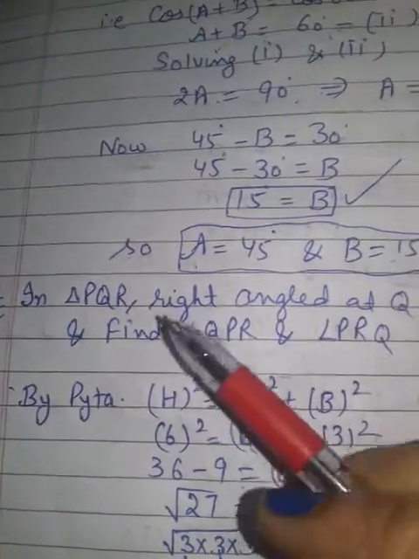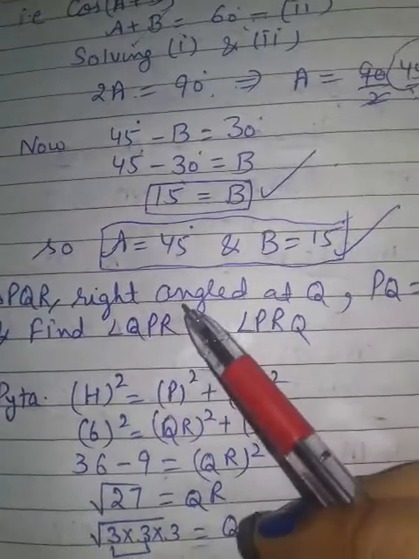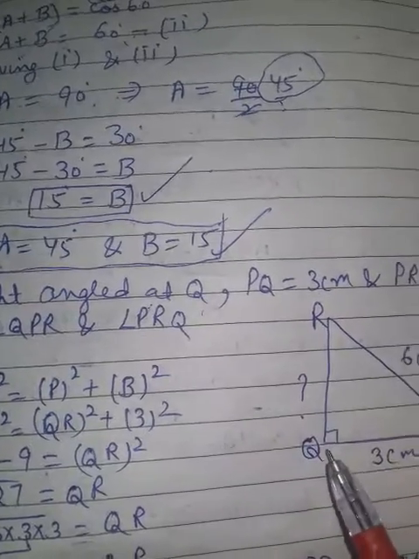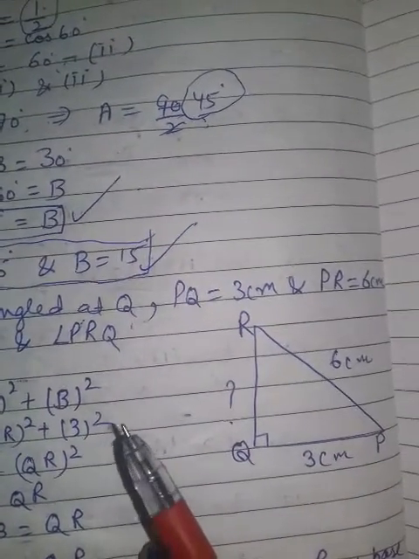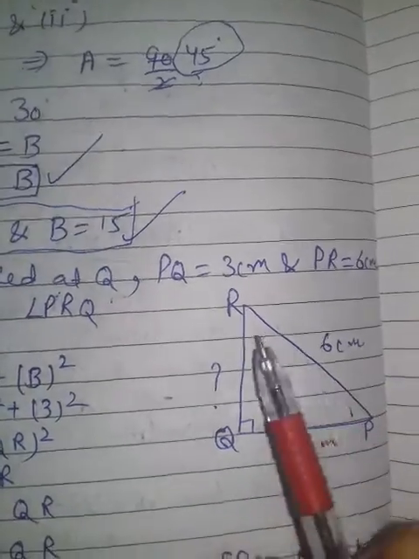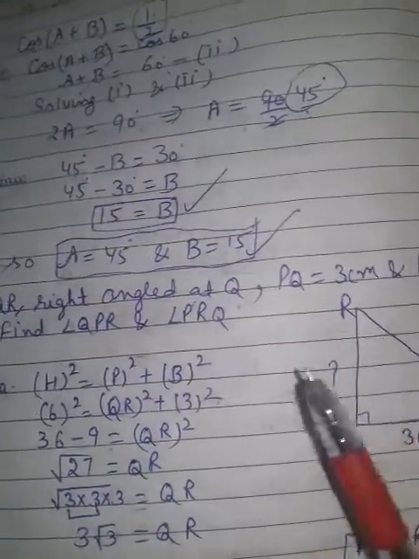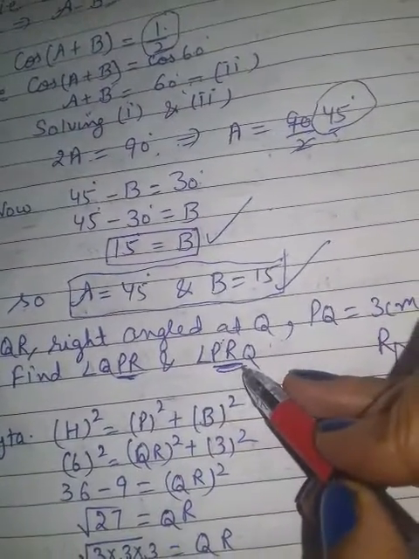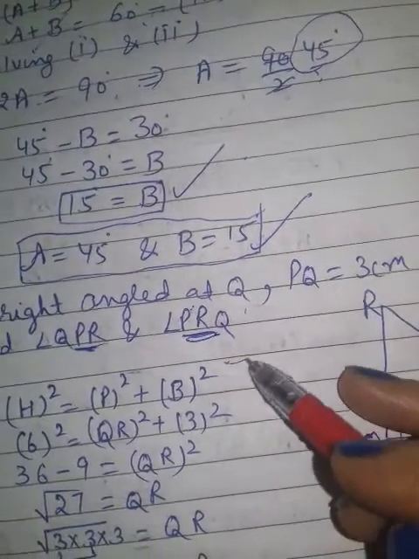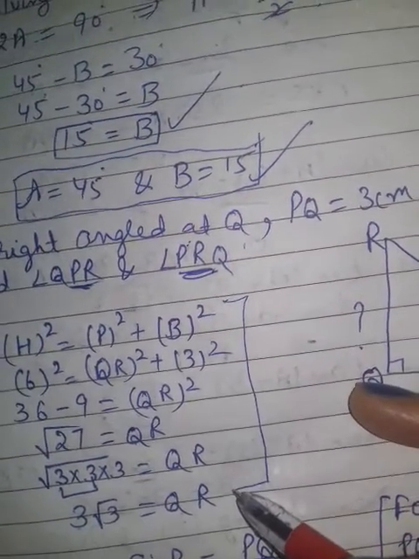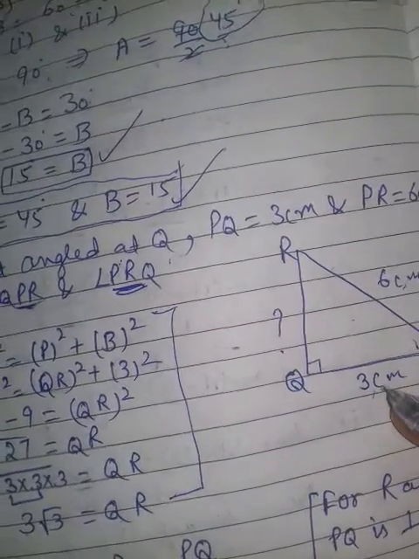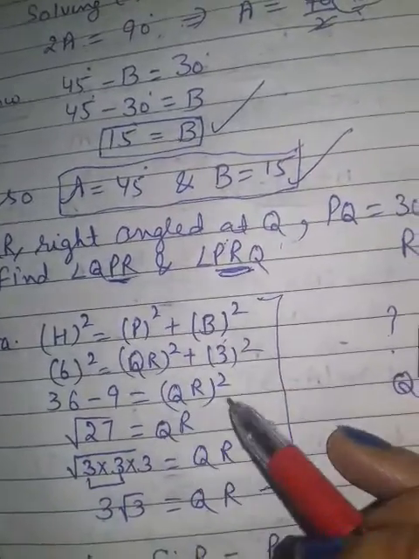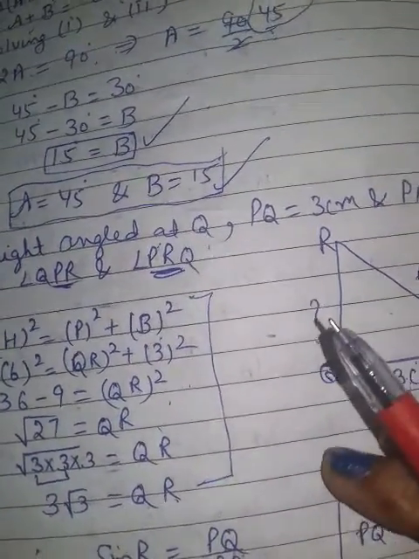Next and last question is, in triangle PQR, right angle at Q. There is a triangle PQR in which Q is given as 90 degrees, the side PQ is given as 3, PR is 6, and you have to find the other two angles. Note, you have to find angles, not sides. I calculated the side also; if you don't want, you can leave it. By Pythagoras theorem, this is a previous concept, you can find the third side. I calculated it, but I will not use it.